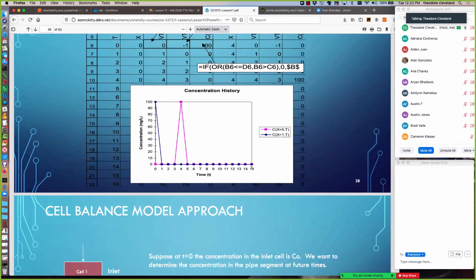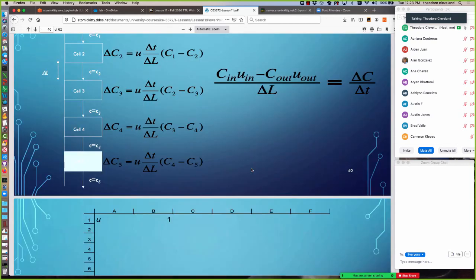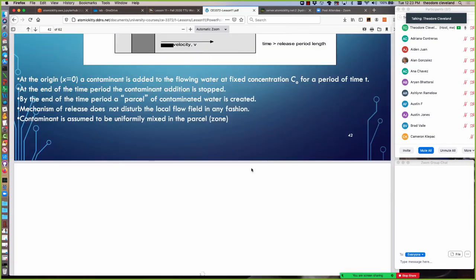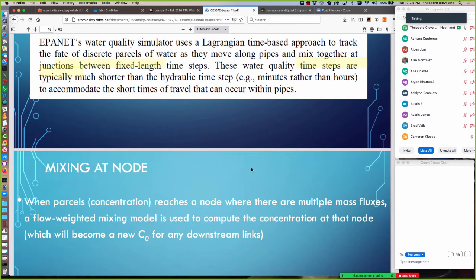Let's see, skipping over this. I didn't know it was going to even render any of this. There's where I want to get to.